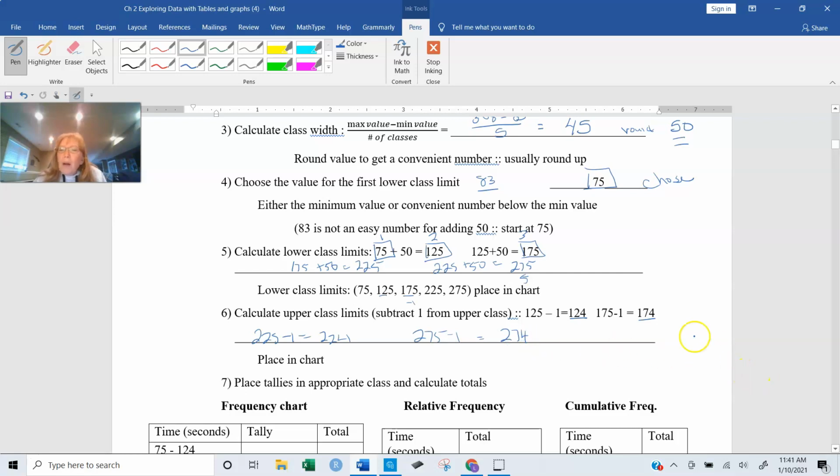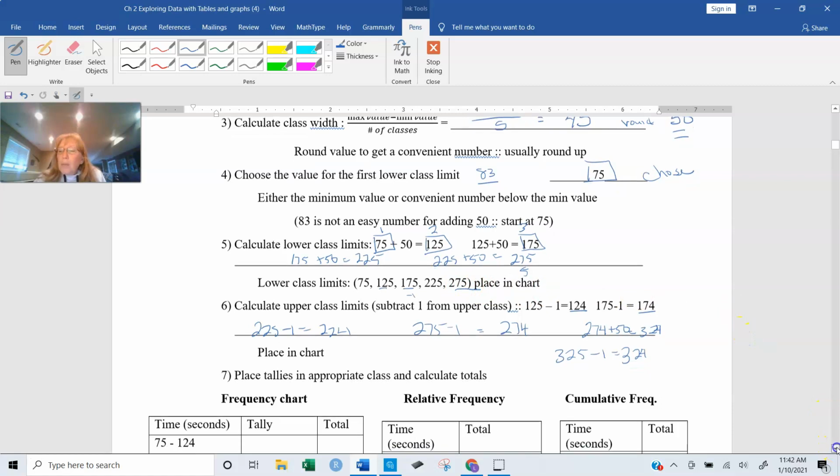The problem here is we don't have the upper limit for this last one. So we have to go one more above that. To do that, you can just add 50 to this one. You can take 274 plus 50 to get your 324, or you could have said my next limit would have been 325. I have to subtract 1, which gives me 324. Either way, you have to get that upper limit. So we have to include all those upper values.